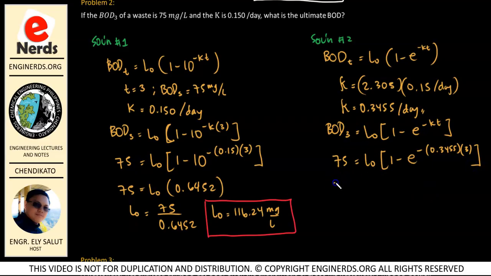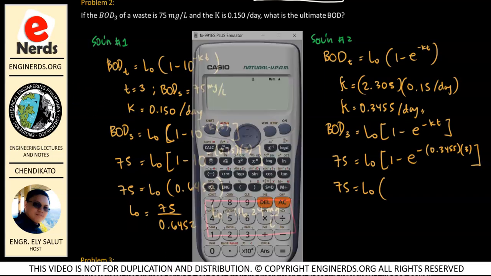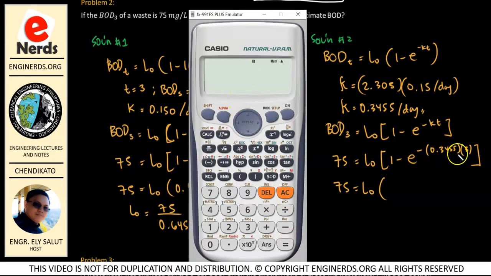Okay, so 75 is equal to LO times the expression inside the bracket. So, let us try to solve that. Unahin uli natin yung ating exponent. Negative 0.3455 times 3. Okay. Then, that will be the exponent of our E.